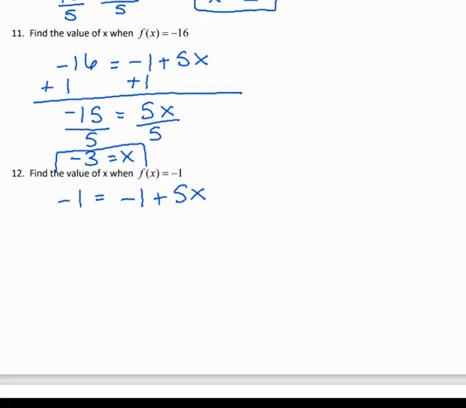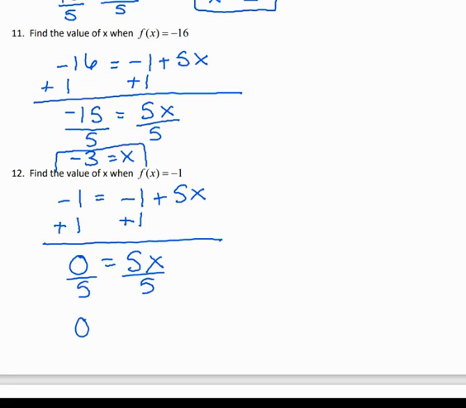Okay, don't get confused here. To get x alone, we add 1, and negative 1 plus 1 is 0. It's okay to have zeros. When we divide, we still keep a 0. So this is simply that x equals 0. Any questions?